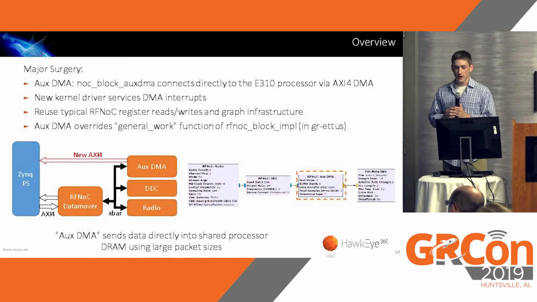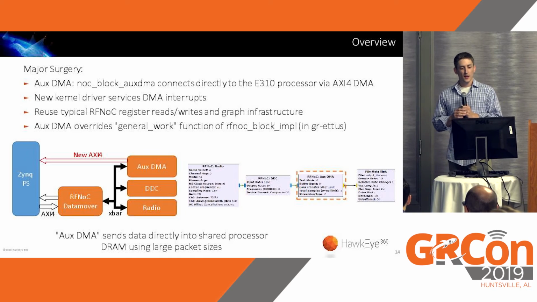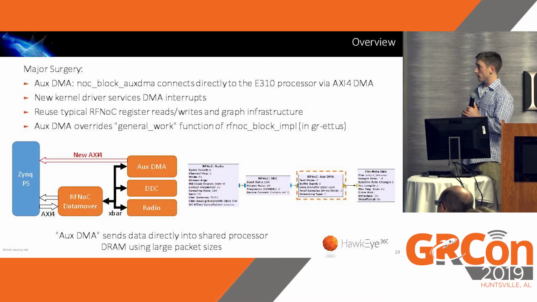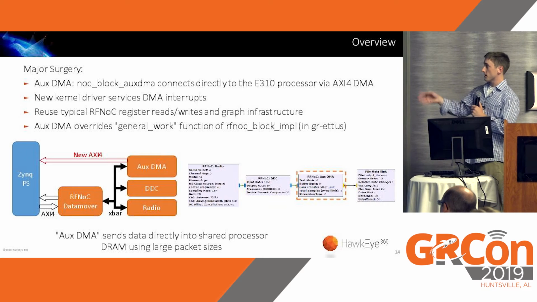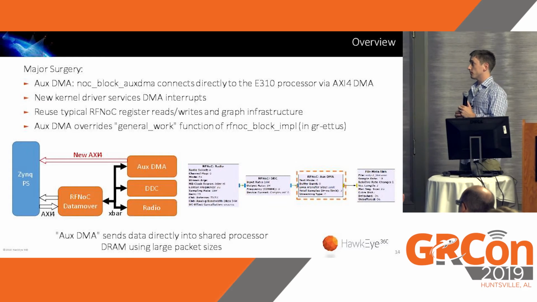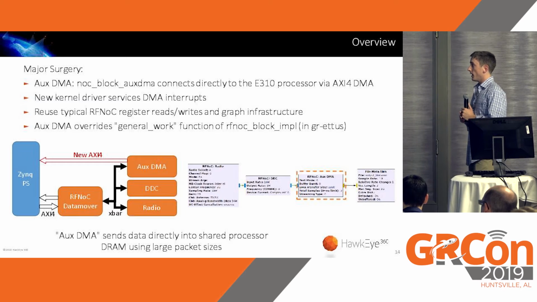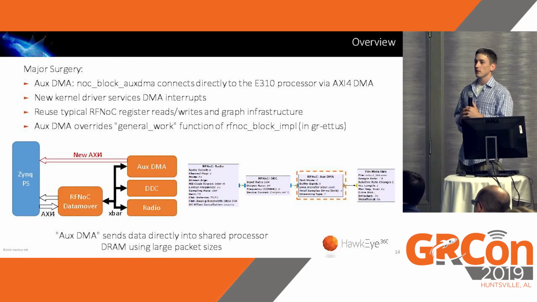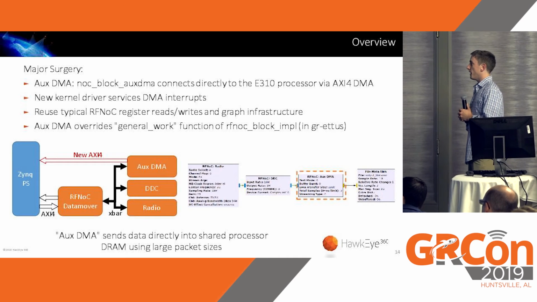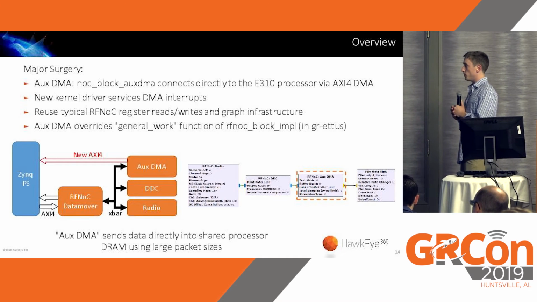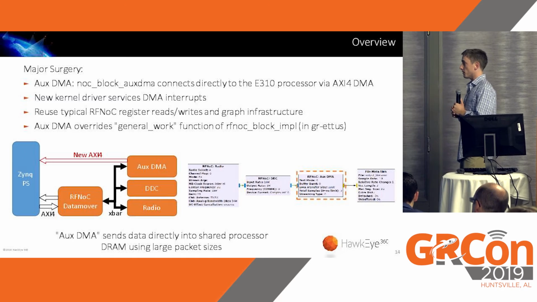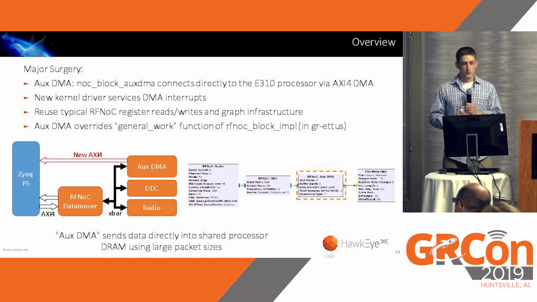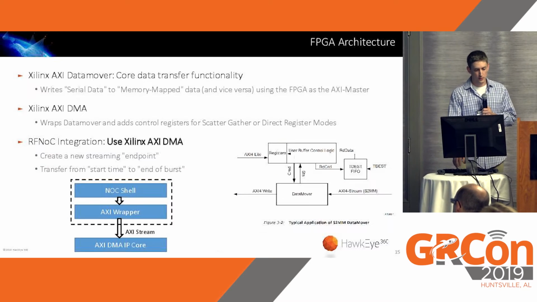Next, we wrote a kernel driver in order to service these interrupts. After that, we have a UHD block controller that is able to twiddle the register reads and writes using RFNoC's helpful infrastructure. And then in GNU Radio world, we override the general work function, like as per everything else, and feed the samples into GNU Radio and just use a file sink operation. The trick here is that the DMA that we put together uses larger packet sizes, so I'll talk about that a little bit more later.